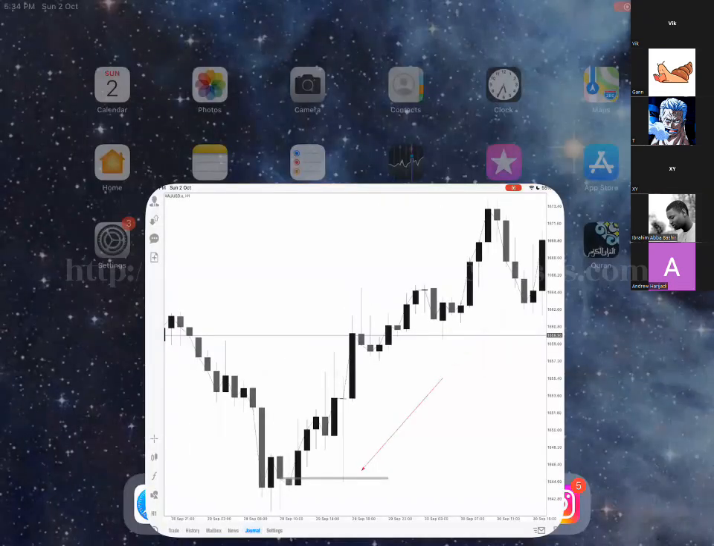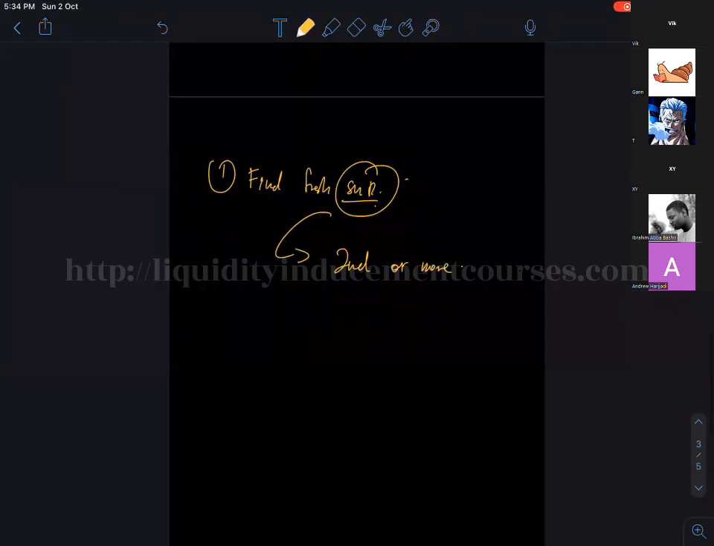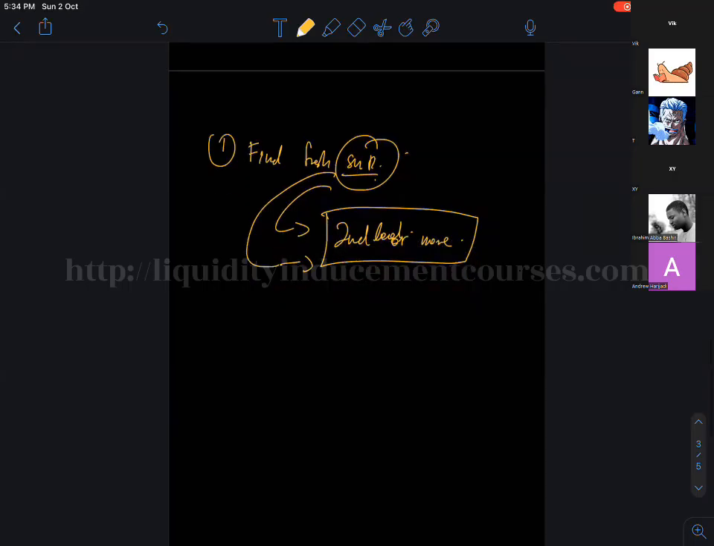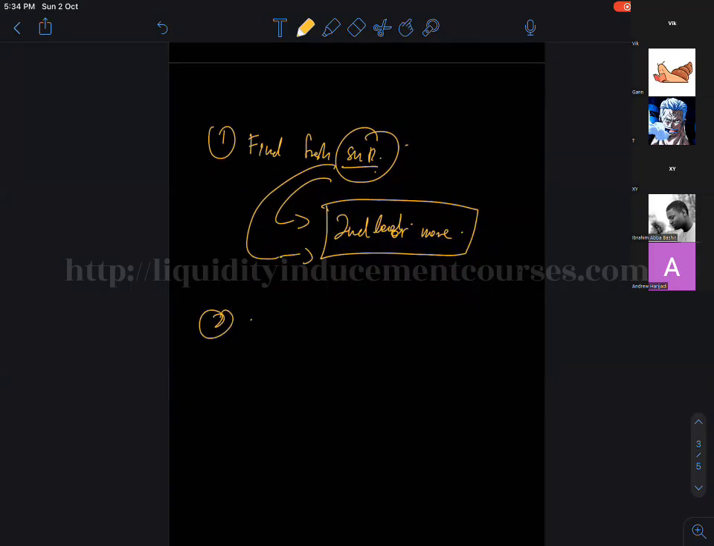So first of all, find the fresh SNR, and the SNR criteria must be that it must be the second level or more. Next, second, it must be in line with daily or weekly. H4 alone is not enough. Yes, H4 is a very special time frame.